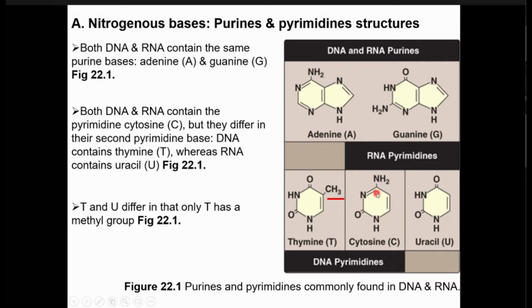Again, if you want to see whether this is a DNA or RNA, you look at the bases. If you find uracil, it is RNA. If you find thymine, it means DNA. Thymine is only found in DNA, and uracil is only found in RNA.